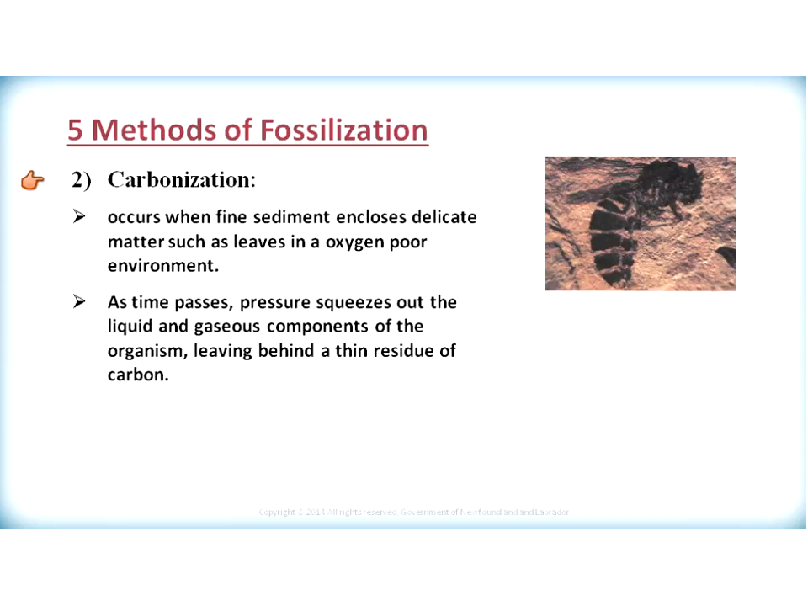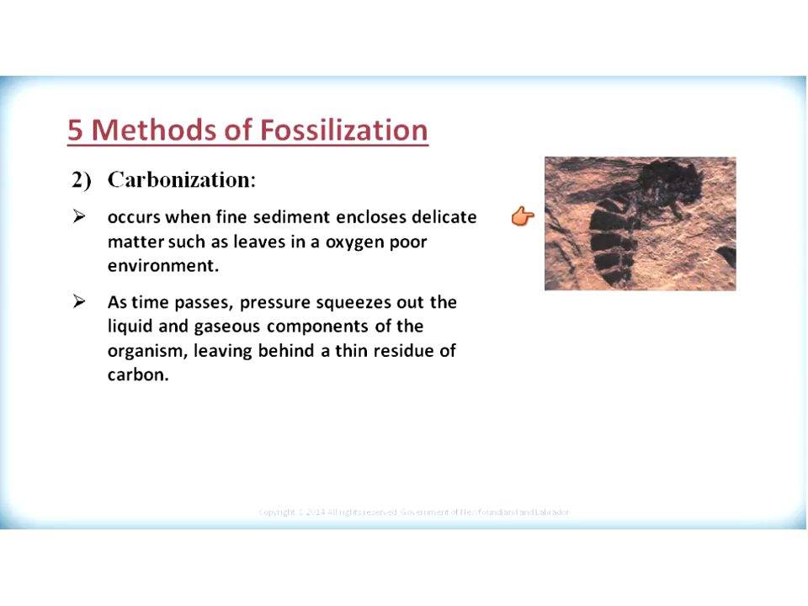The second method of fossilization is carbonization. Carbonization occurs when fine sediment encloses delicate matter, such as leaves, in an oxygen-poor environment. As time passes, pressure of the overlying sediment squeezes out liquid and gas components of the organism, which leaves behind a thin residue of carbon.